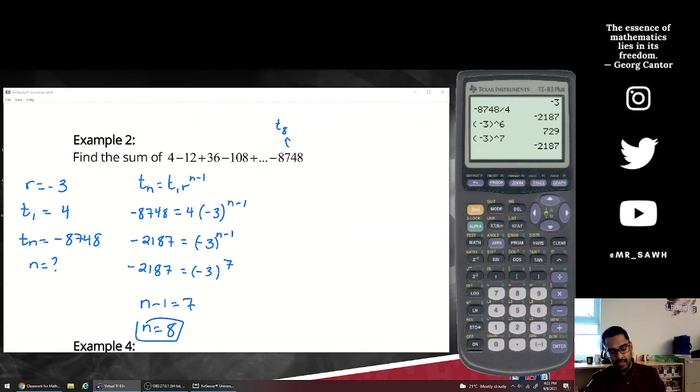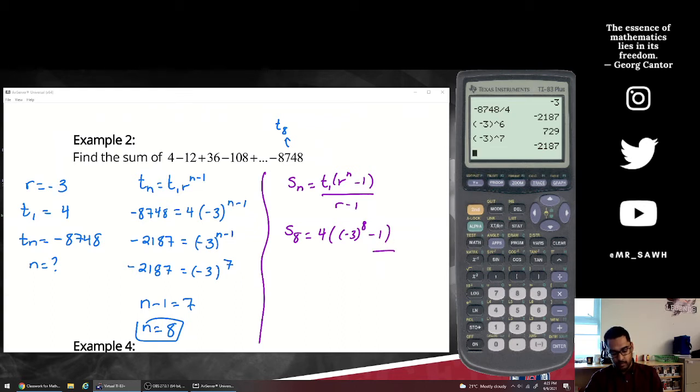Now that I know that, I can take the sum of these first 8 terms. So my sum formula comes into play now with my first term, r to the power n minus 1, and then r minus 1. I know I have 8 terms, so I'm going to add up all 8. So the sum of the first 8 terms, T1's 4. Ratio hasn't changed, it's minus 3. N's going to be 8 because I'm adding up 8 terms, minus 1. And then we'll divide this by the ratio minus 1. My ratio is negative 3 minus 1.